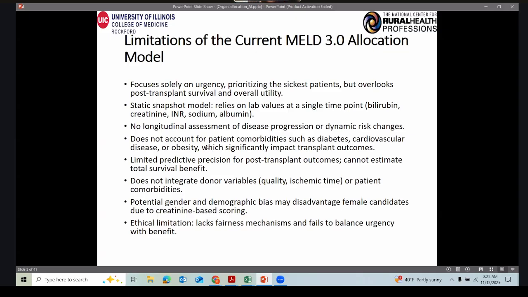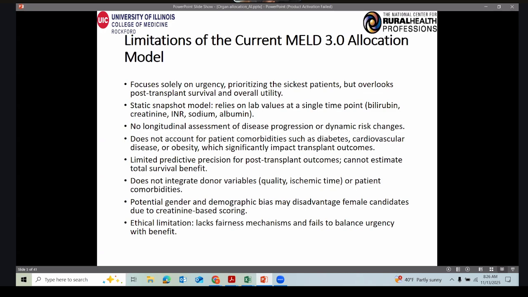Then another limitation is that MELD 3.0 has a limited predictive power for post-transplant outcomes. It is not designed to estimate total survival benefit. In other words, it cannot tell us which patient will gain the most extra years of life from transplantation. It also does not include donor-related factors like organ quality, preservation time, or donor-recipient compatibility, which are also critical in determining how successful the transplantation will be.